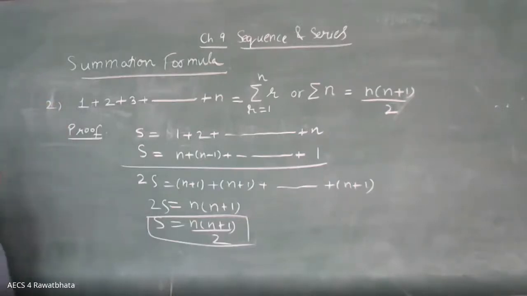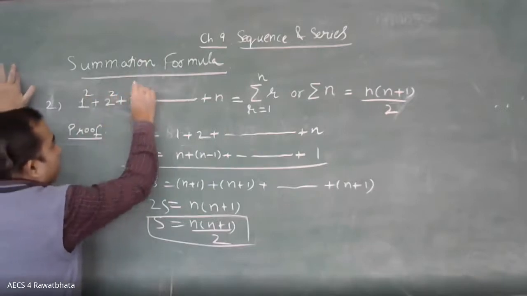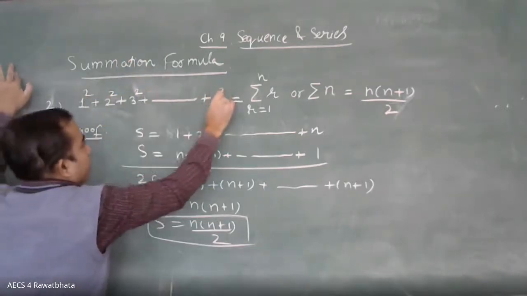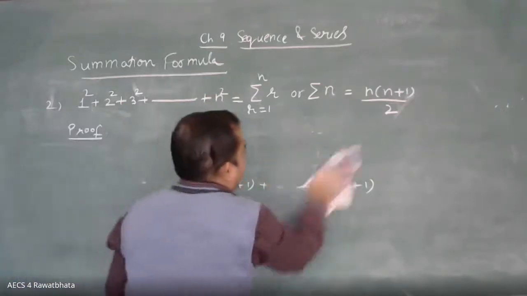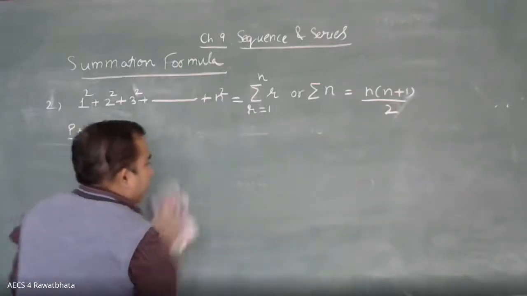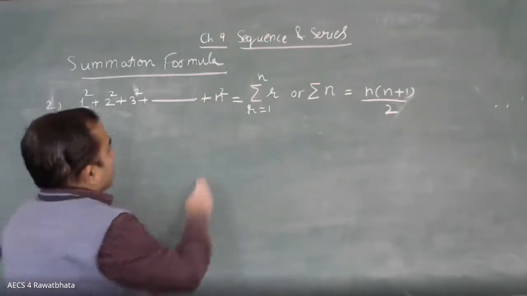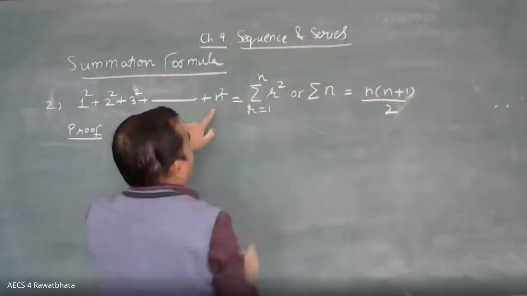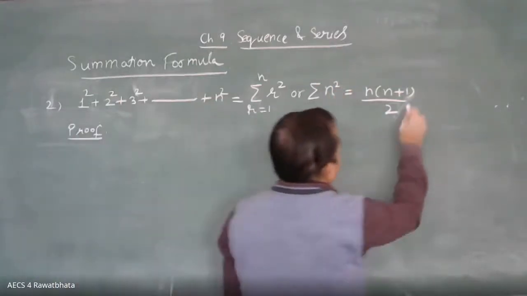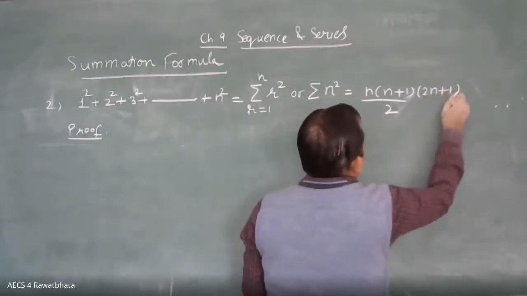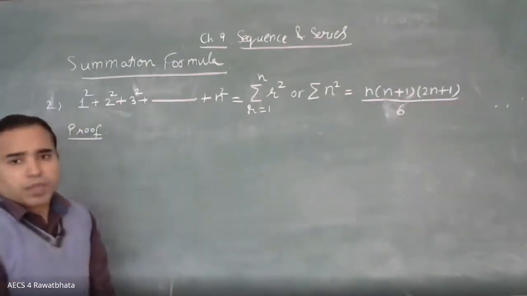The second one is summation of squares of first n natural numbers. This sum is how much? Let us try to find. So this sum is denoted by sigma r square or sigma n square, and this is given by, I'm writing directly, n into n plus 1 into 2n plus 1 whole upon 6. Okay, so this you can note.